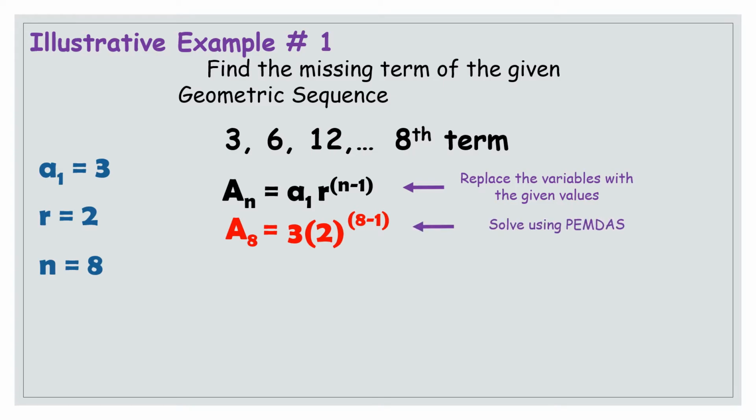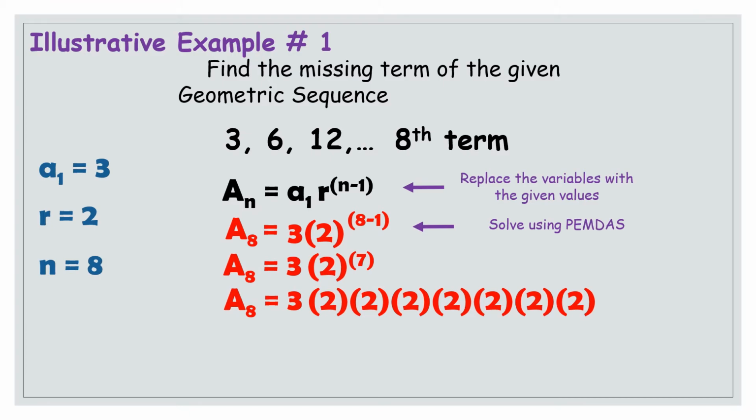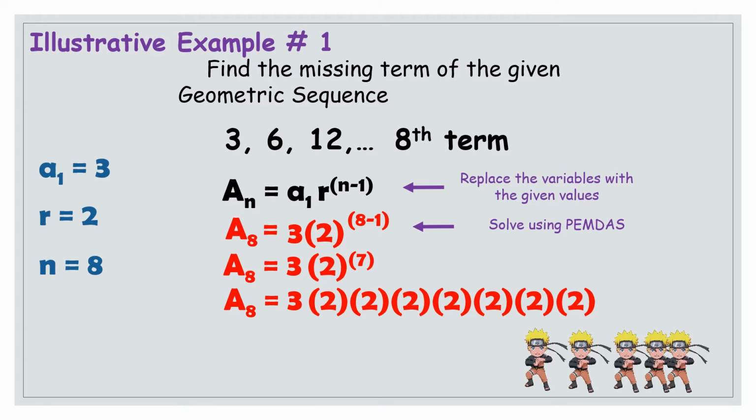Then we're going to solve this using PEMDAS: parenthesis, exponent, multiplication, division, addition, and subtraction. So we will now have a sub 8 is equal to 3 times 2 raised to 7, which is 8 minus 1. Then after this, we're going to evaluate the exponent. So we will have a sub 8 is equal to 3 times 2 times 2 times 2 times 2 times 2 times 2 times 2.